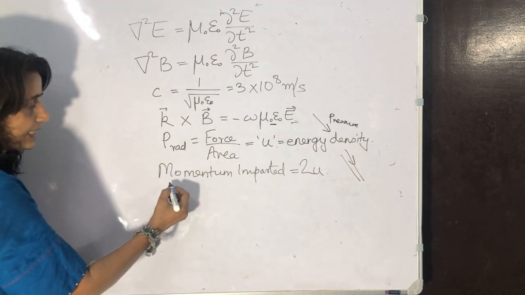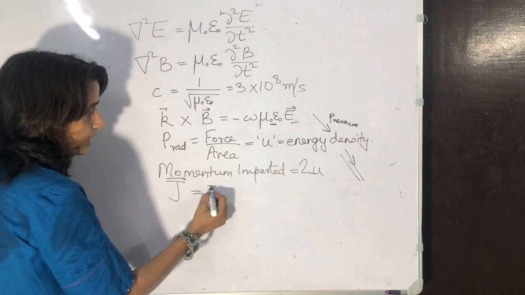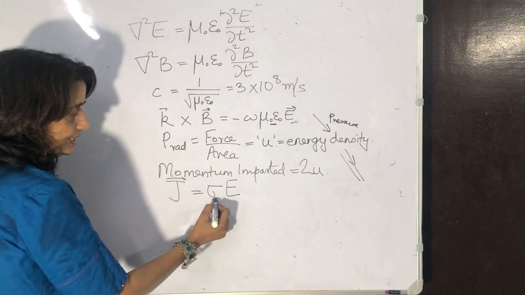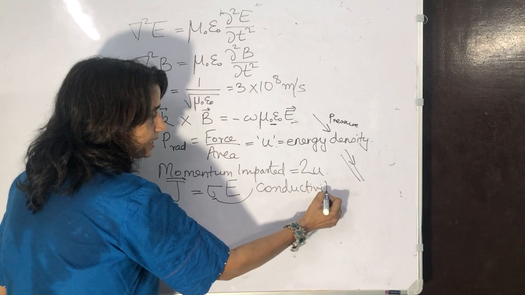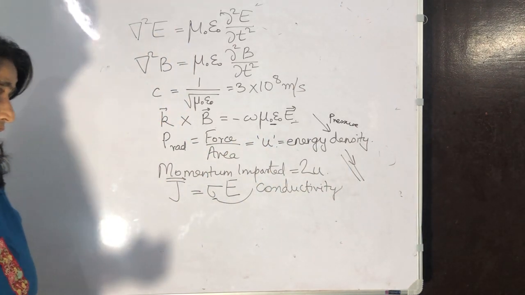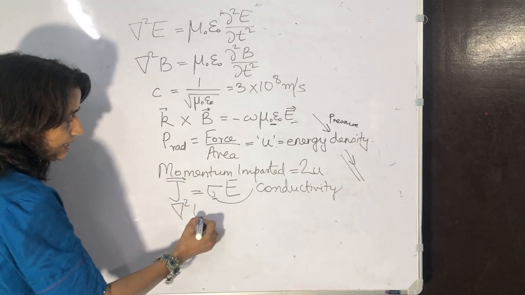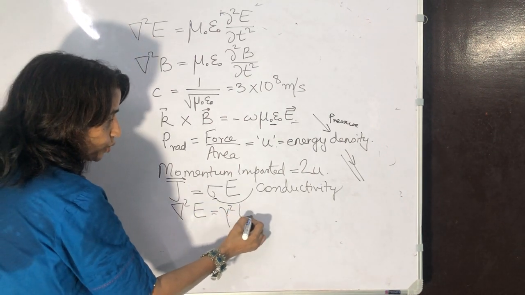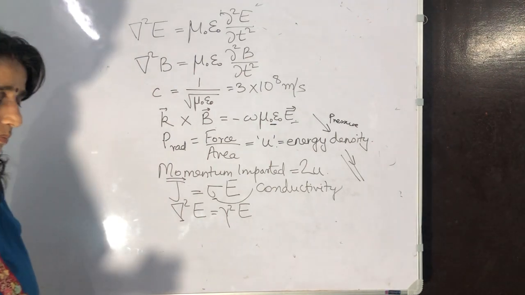In conducting media, the current density J is equal to sigma into E, where sigma is the conductivity of the medium. Now, the wave equation for a conducting media is del squared E is equal to gamma squared E. Now, this del is del upon del x plus del upon del y plus del upon del z.